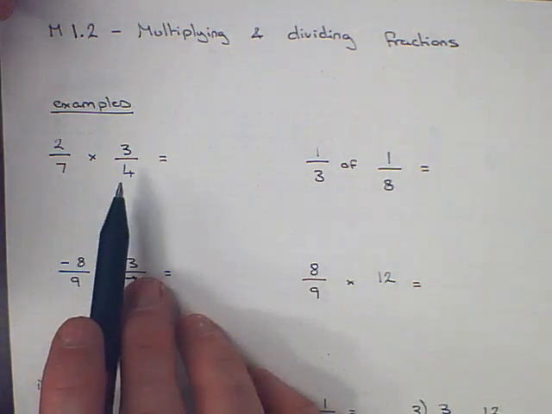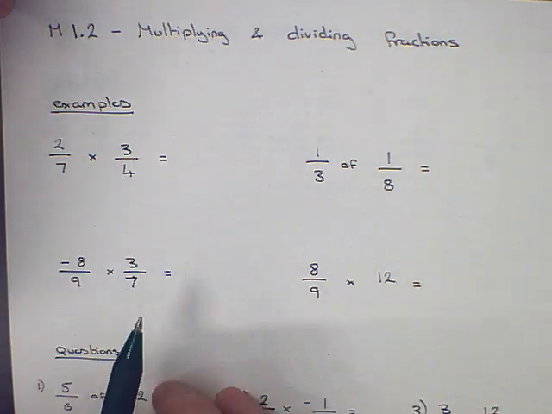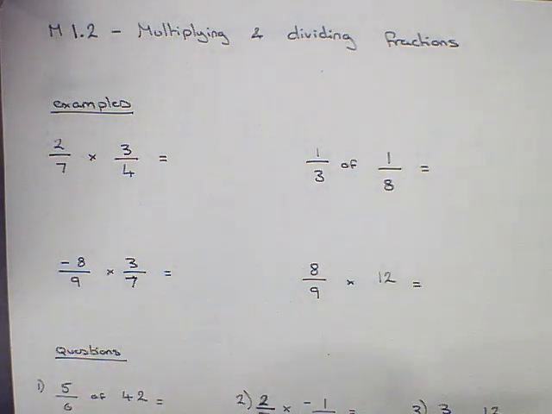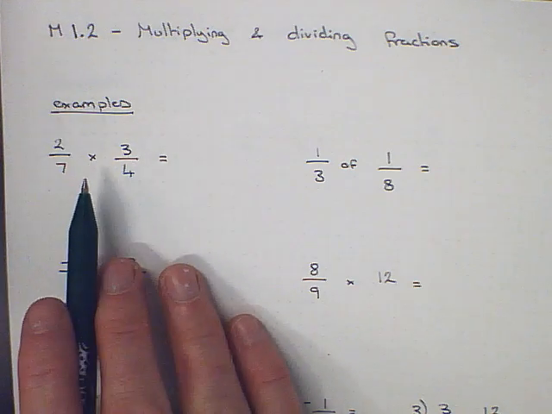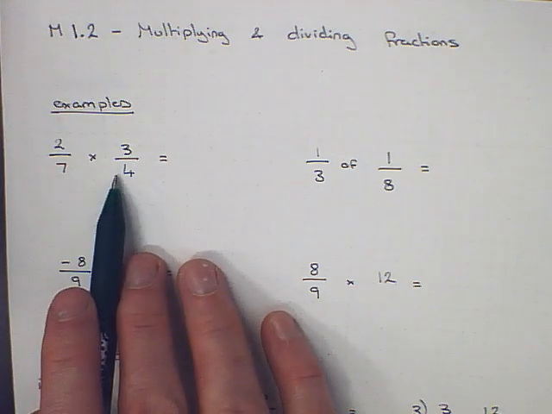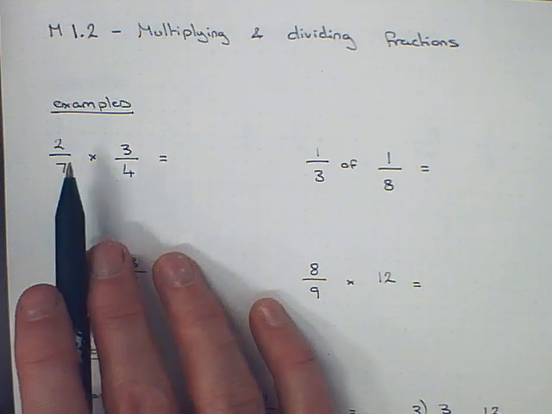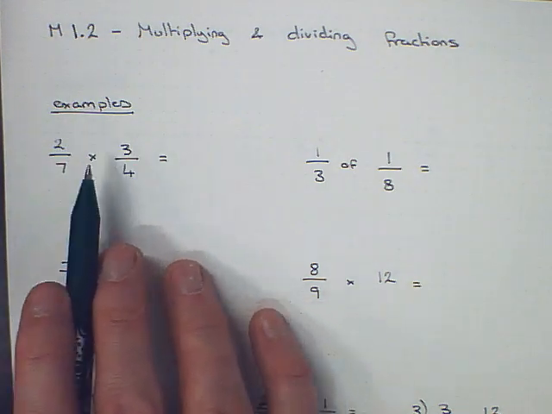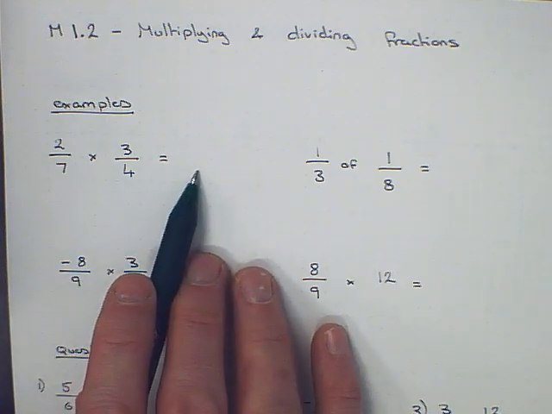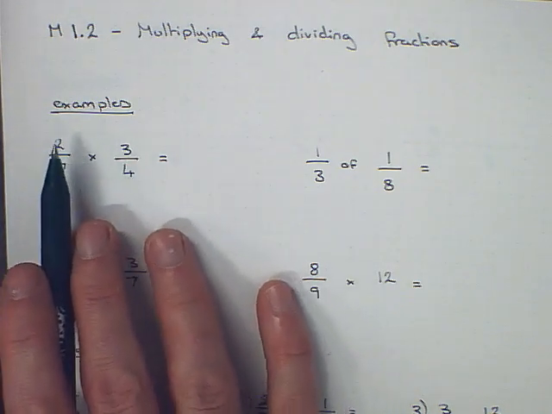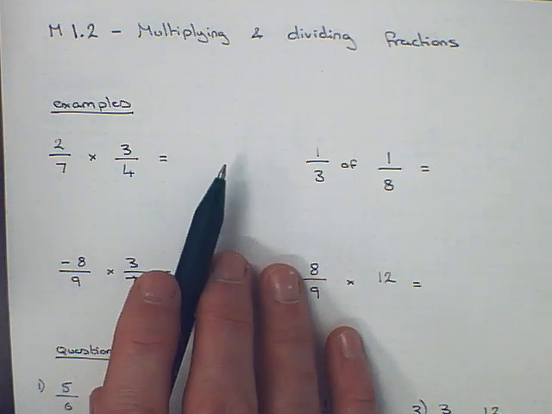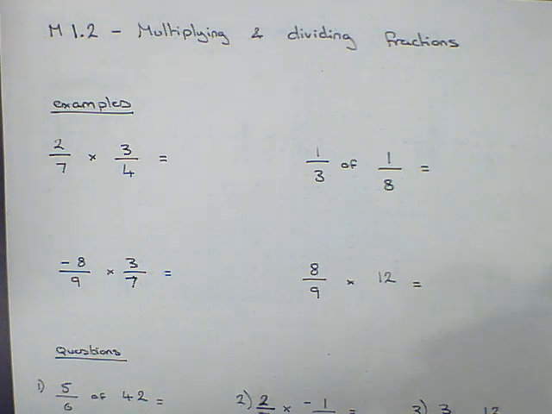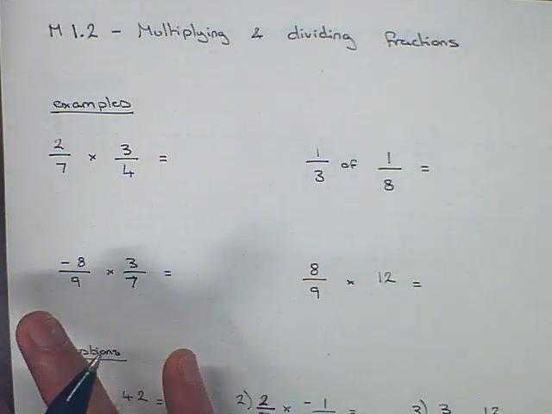Okay, so we'll have a look at the first example. I've got 2/7 multiplied by 3/4. Now, when it comes to multiplication with fractions, we don't need to make the denominators the same. They are perfectly fine being different. What we're going to do is multiply the two top numbers together and the bottom two numbers together. But if I do that without looking at the question, I'm going to need to simplify the answer. So instead of simplifying the answer, I'm going to simplify the question.